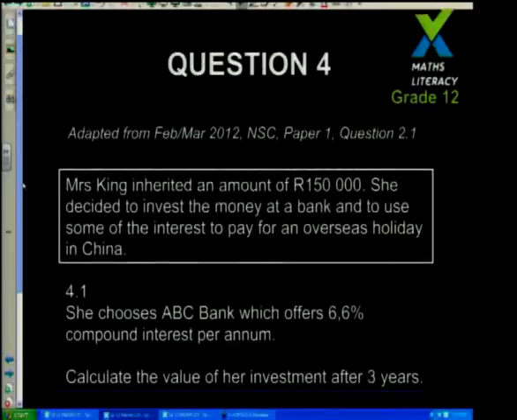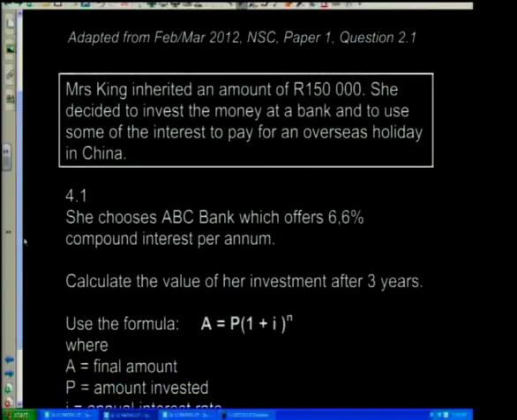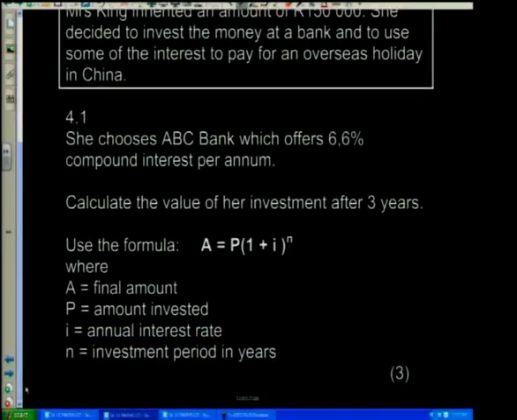My next question. Now, this question is also from a paper one, okay? Mrs. King inherited an amount of 150,000 Rand. She decided to invest the money at a bank and to use some of the interest to pay for an overseas holiday in China. She chooses ABC Bank, which offers 6.6% compound interest per annum. Calculate the value of her investment after 3 years. And that's the formula we're going to use.